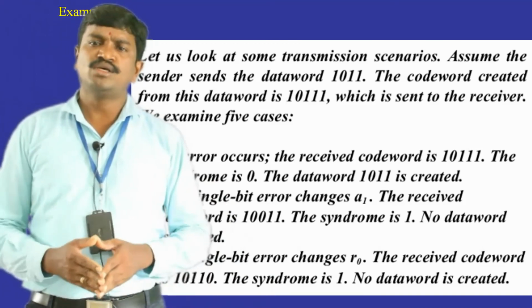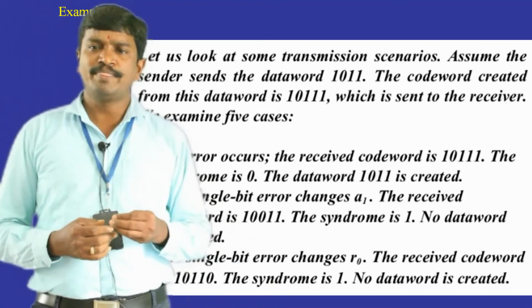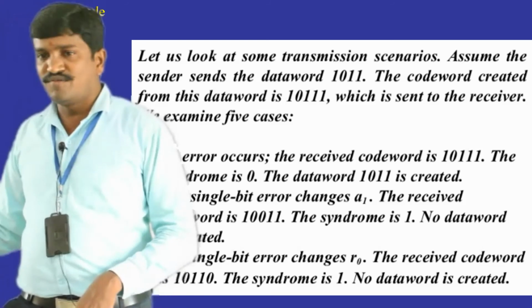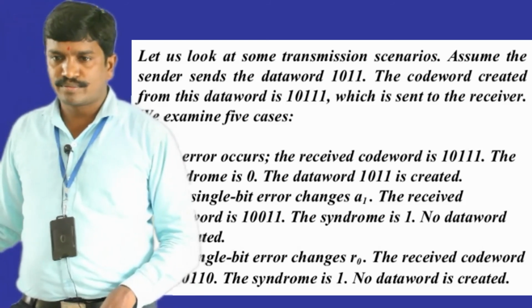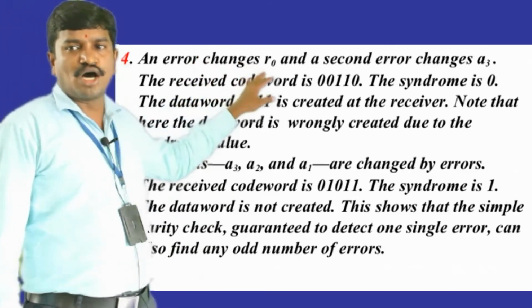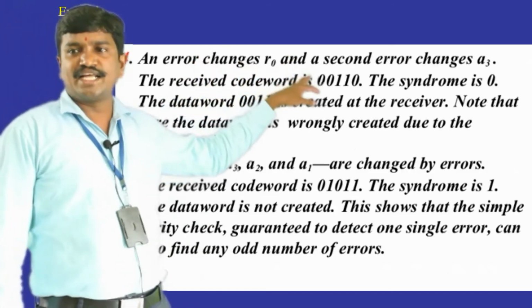Syndrome value as 1. So the received code word is simply rejected. So this is the third case, right? Now we have one more case, the fourth case. Now an error changes A2, and a second error changes A3.